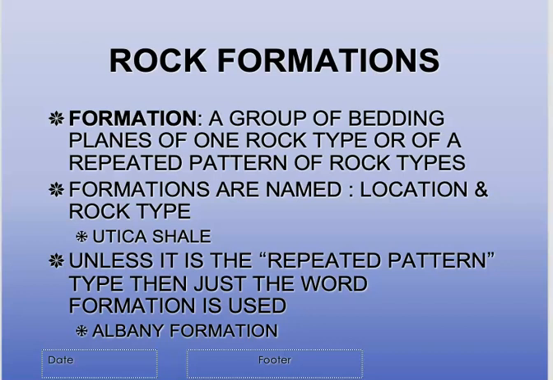So, you remember the layers, the beds, right? Excuse me. Well, bless you. If you just have one type of rock, shale, and it was first found and most prevalent in Utica, New York, more than likely, that's going to be called the Utica Shale.